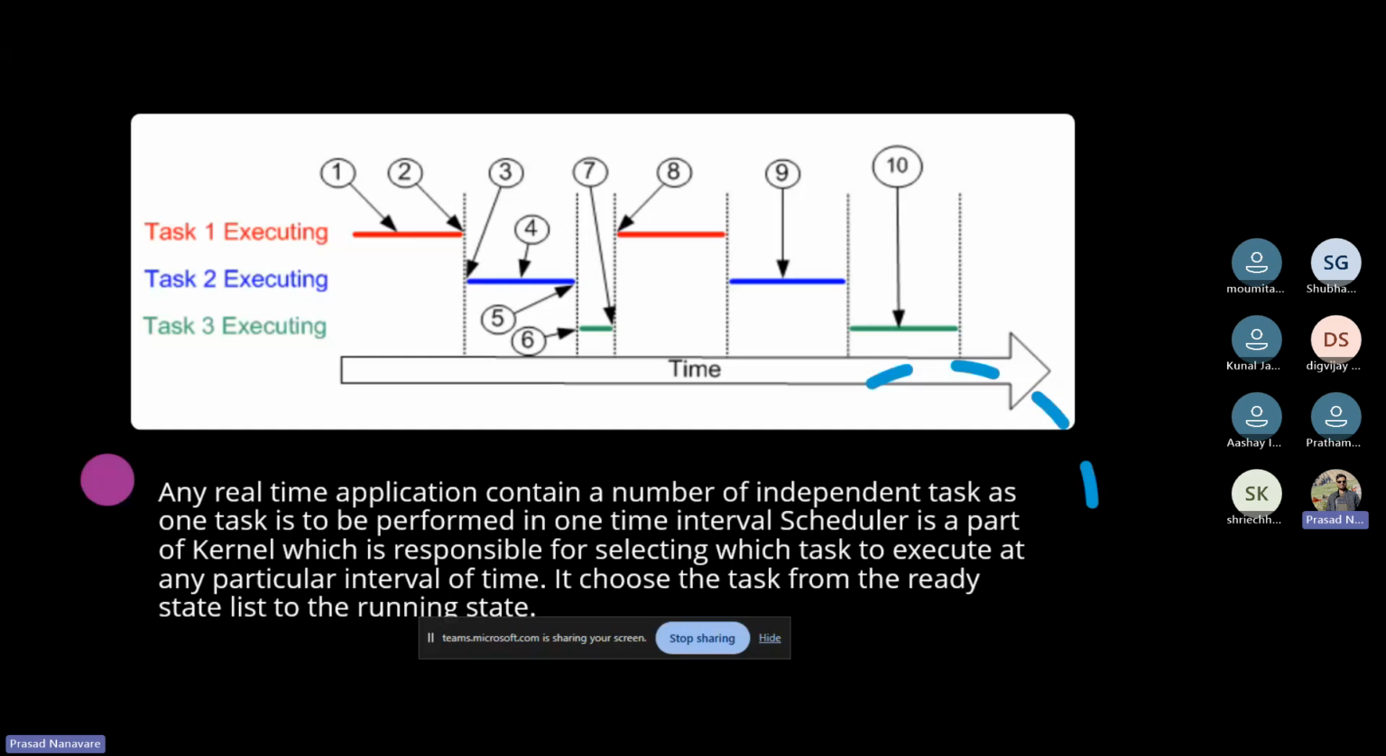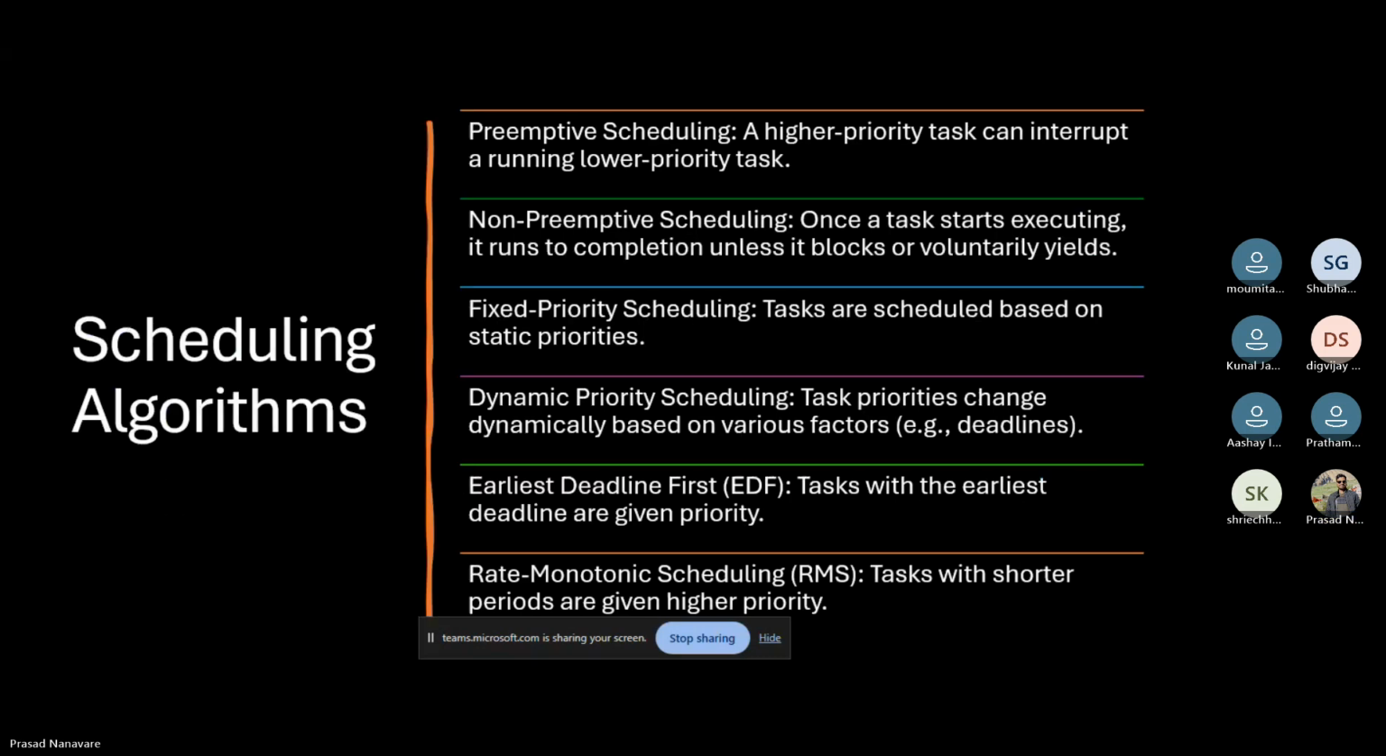Then the scheduler. The scheduler is nothing but a part of the kernel which decides the execution, depending on the scheduler algorithm or the priority we've set. So preemptive, non-preemptive, we have seen 100 times. Fixed priority scheduling, dynamic priority scheduling. Fixed priority is static; dynamic depends on the deadline; and rate monotonic depends on the period.